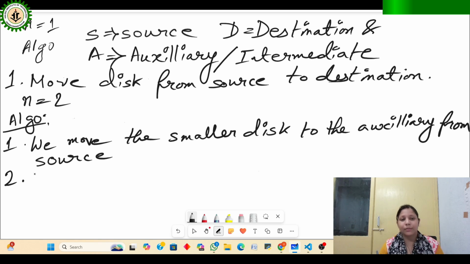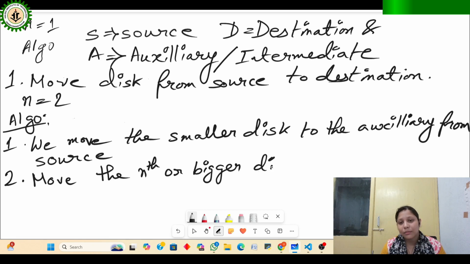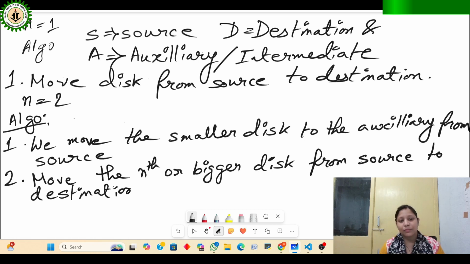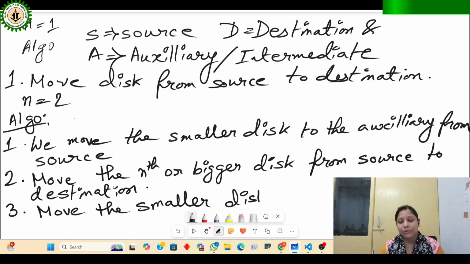Next will be, move the nth or bigger disk from source to destination, and the third point will be, move the smaller disk from auxiliary to destination.